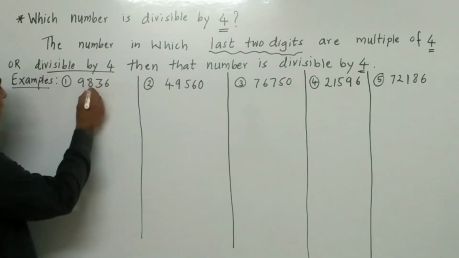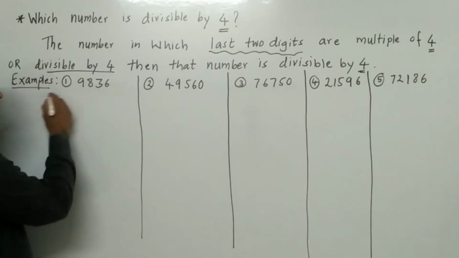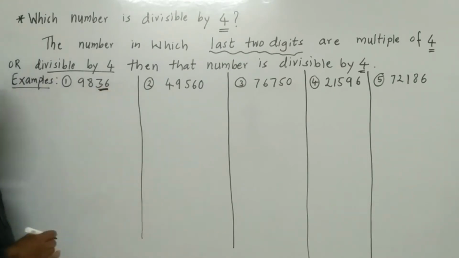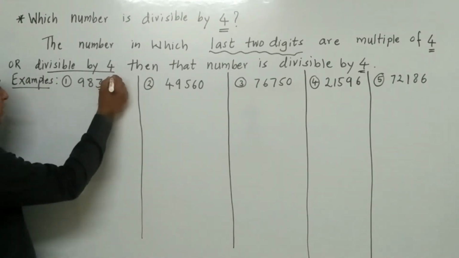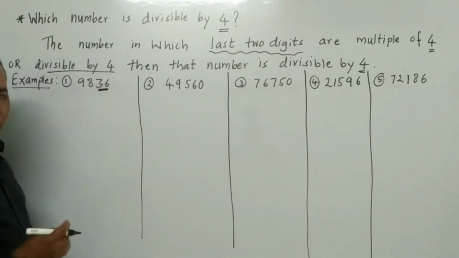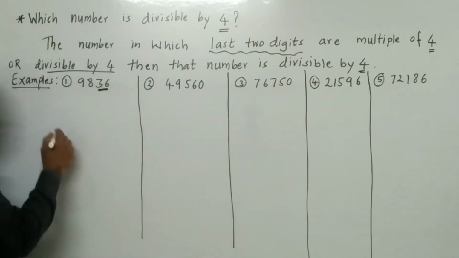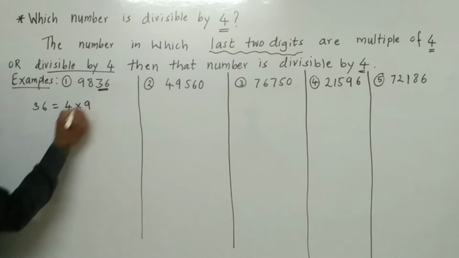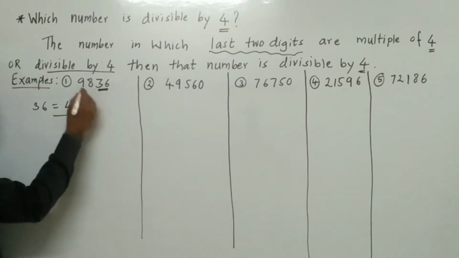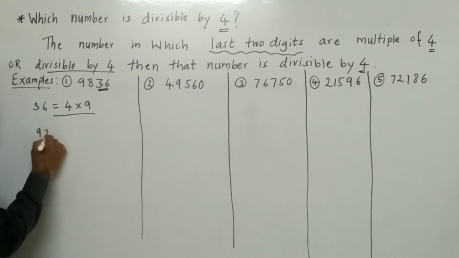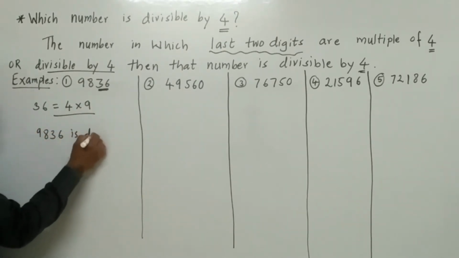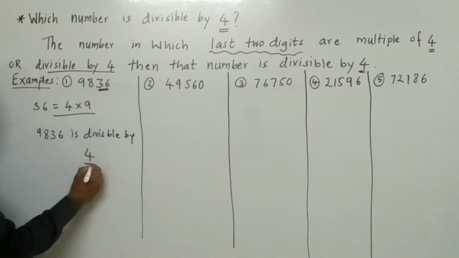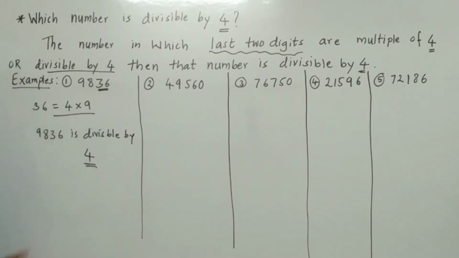So first example, 9836. Of this number 9836, the last two digits are 36. Now we have to check whether these last two digits are a multiple of 4 or divisible by 4. Is 36 coming in the 4 table? 4 nines are 36. Therefore, this number 9836 is divisible by 4.